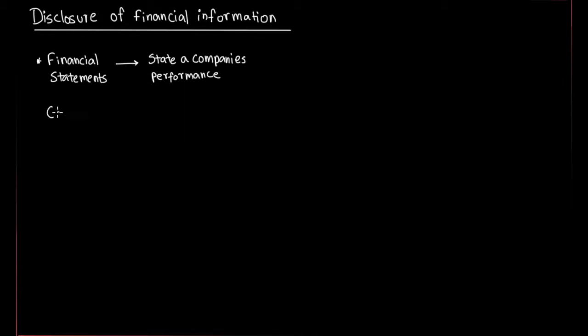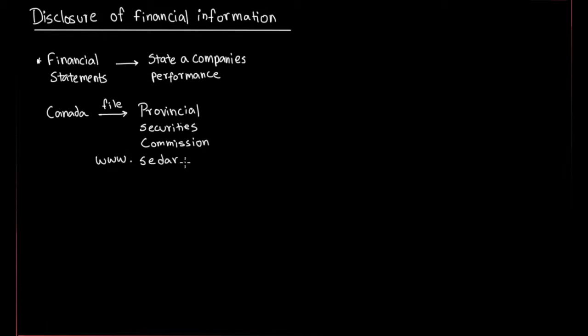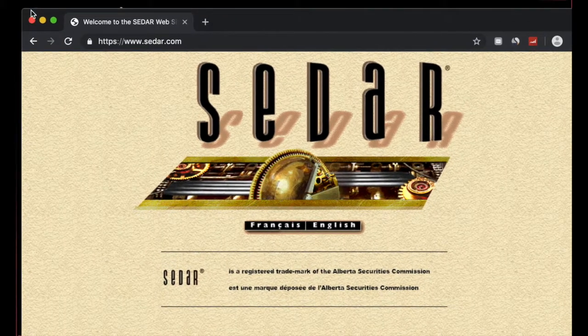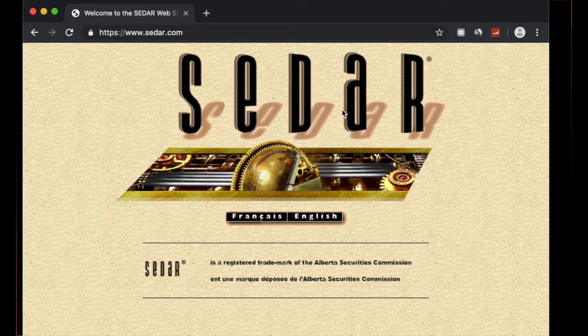Okay, so in Canada, if some company wants to file their financial information, like statements, they go to the Provincial Securities Commission, because in Canada a lot of things are being done by their provinces. But there's a national website where we can go right now and check out certain companies, www.sedar.com. In here, let us go down and see.